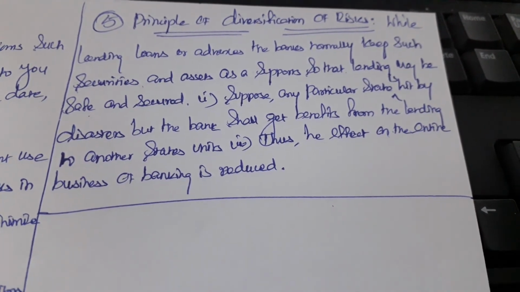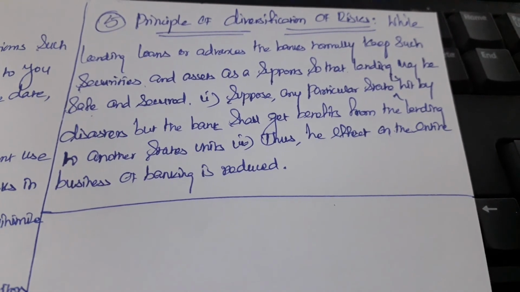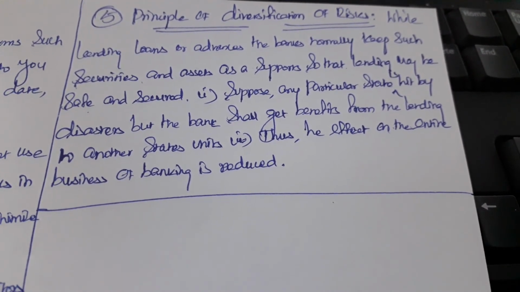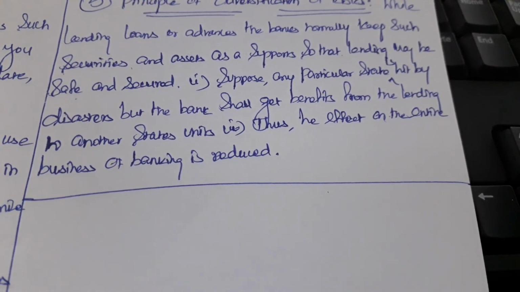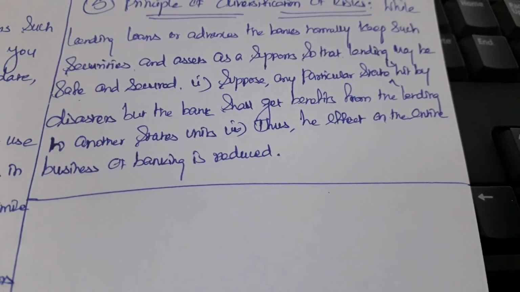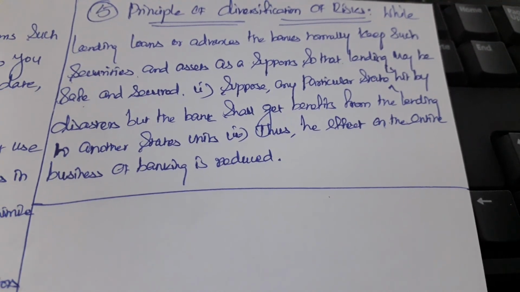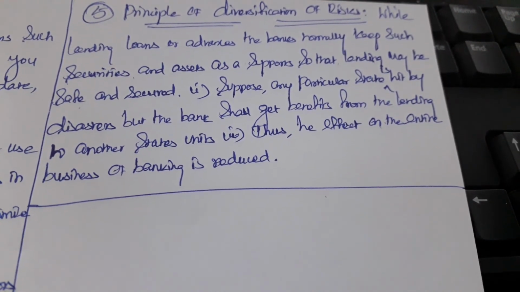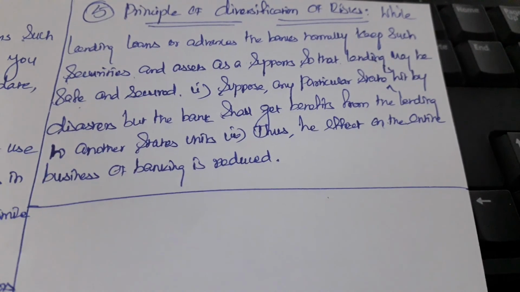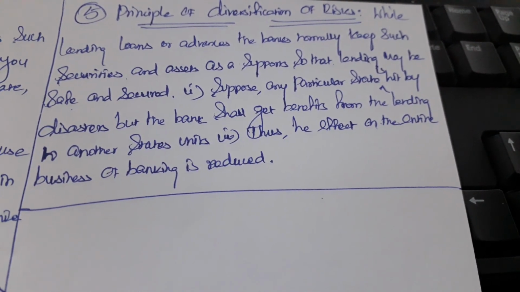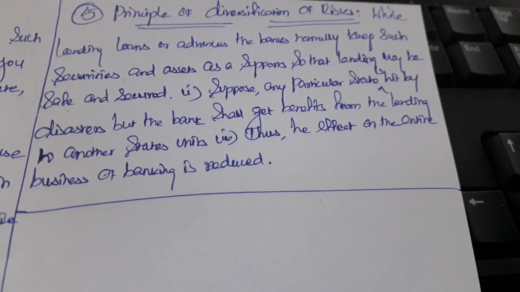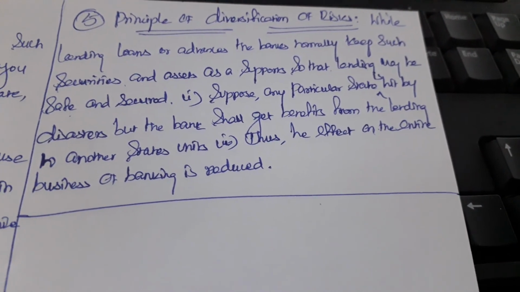Suppose any particular state is hit by disasters, the bank still gets benefits from lending to another state's units. Thus, the effect on the entire business of banking is reduced, through which the banker will overcome the risks associated with the lending of loans and advances.